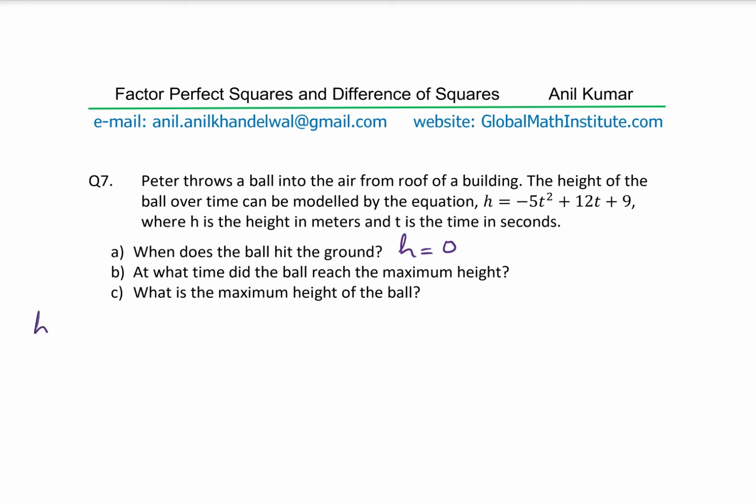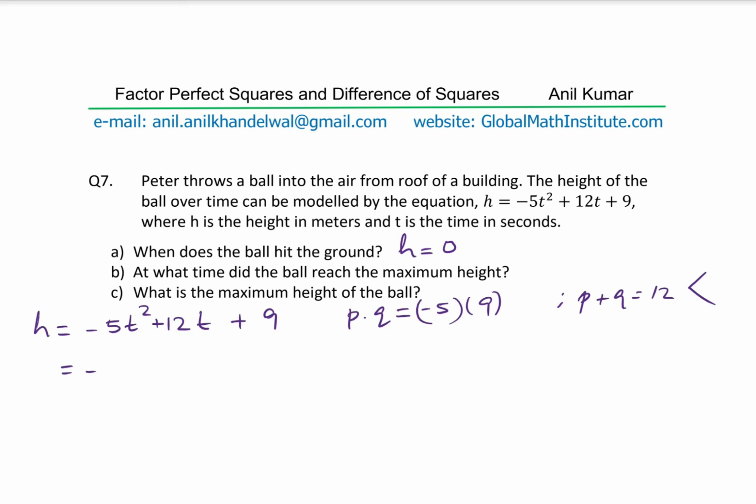So let's do this part. So we have h equals minus 5t squared plus 12t plus 9. So when you factor, let's take a minus outside, and then we'll factor this. We're looking for product and sum. Product is minus 5 times 9, which is 45, and the sum is 12. So the numbers which could work for us will be 3 and 15, right? So 3 and 15 can work. Since we have 12 here, we could take plus 15 and minus 3. Okay, so we'll just factor this out.